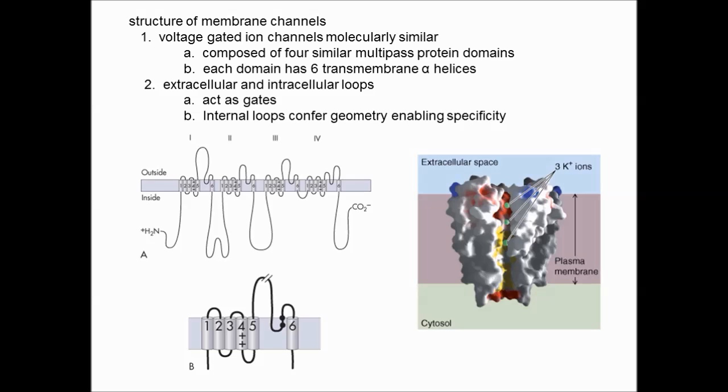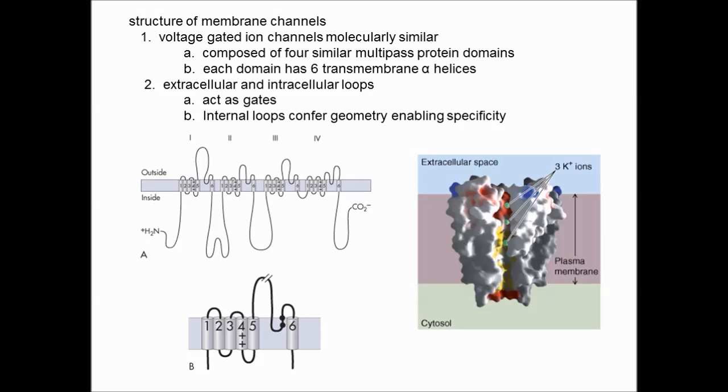The extracellular and intracellular loops seem to be the gating elements and seem to be the parts that move in response to changes in potential or binding to a ligand. And in most cases, and I didn't have this in the notes, but you'll pick it up from various things, most of these ion channels that are voltage gated have an inactivation and an activation gate.